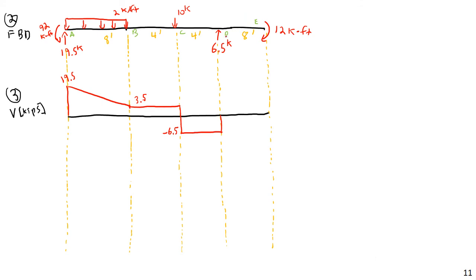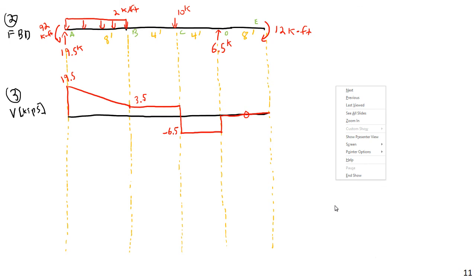I have no load from D to E, which means it's constant. And hey, what do you know? I end up at 0. So maybe I could even indicate that there's 0 here. And I have to stress one last time that this couple here, or this point moment, whatever you want to call it, is not going to cause any change in the shear diagram, so it's okay that we end up at 0 and just stay there. These will affect the moment diagram, but they will have no effect on the shear diagram.